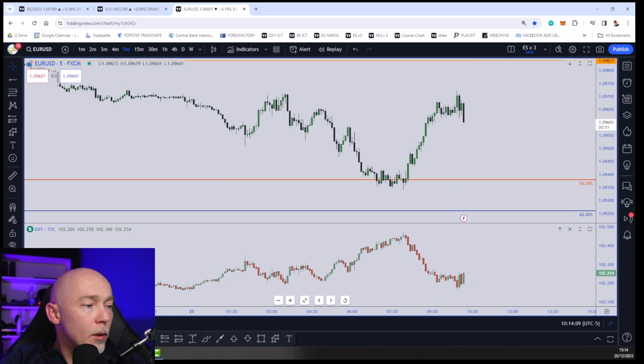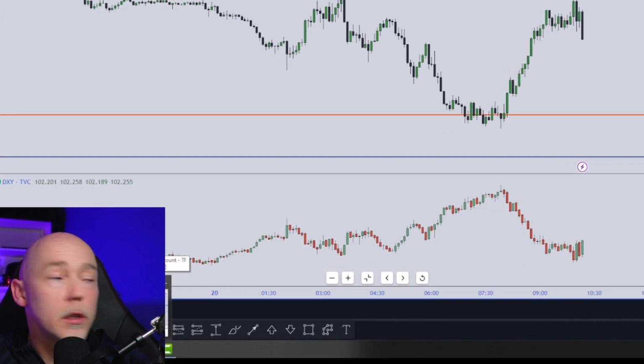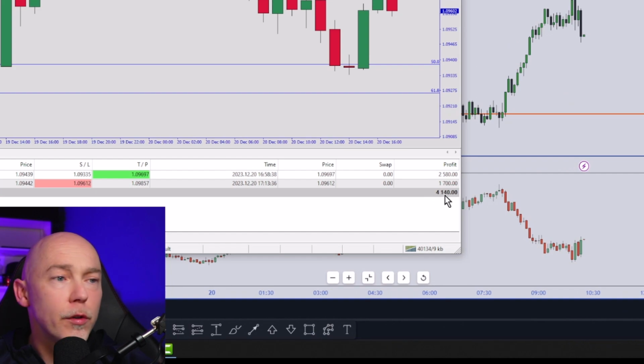What did we bank on this one? Let's have a look. So we bagged $4,140 in that one. We had trade 1, trade 2. Trade 1 hit its take profit. Trade 2, we trailed up nice and tight and got out just there. A good spot on the market there.